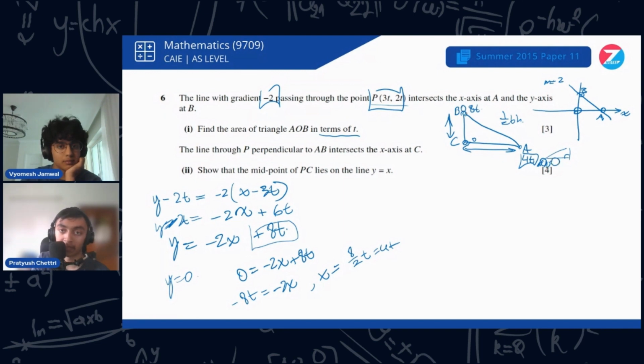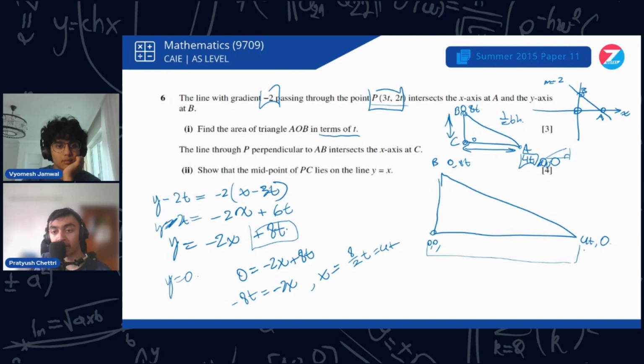This is 0, 8t. So let's draw that a bit nicely here. B is equal to 0, 8t. Origin is equal to 0, 0. And A is equal to 4t, 0. What's the area of this? Well, what's the change in x? There's no change in y, so we're just looking at the change in x. That's the length, so length is 4t here. And the change in y, no change in x, is 8t length. Side lengths 4t and 8t. So half times base, which is 4t, times 8t, is 16t squared. That is the area of this triangle in terms of t.